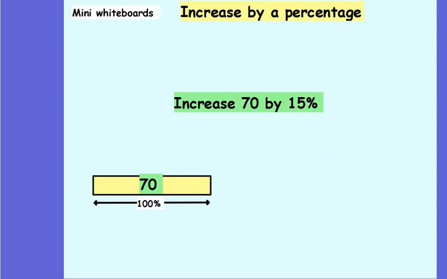How about now? Pause the video, have a little think. Right, this time we need to add on a 10% and a 5%. We know the 10% was worth 7. The 5% was worth 3.5. So altogether I've got 80.5. 70 plus 7 plus 3.5.